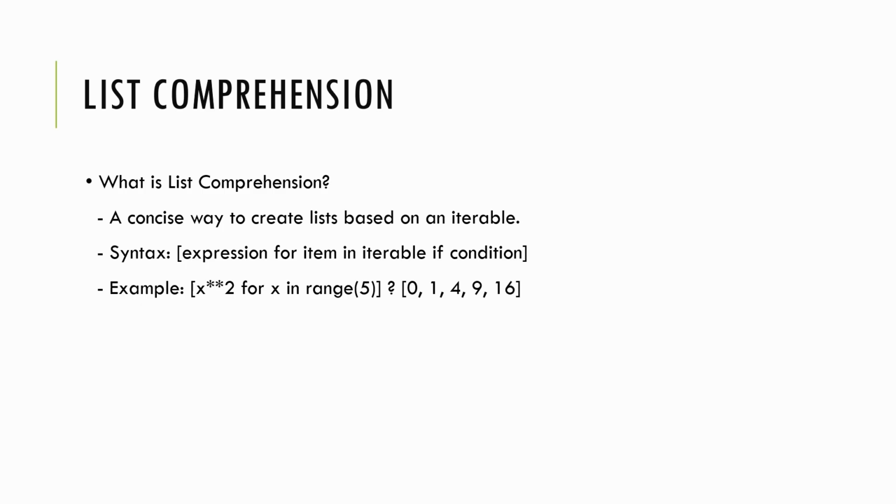Let's move on to list comprehension, a concise way to create lists based on existing iterables. The syntax is simple: [expression for item in iterable if condition]. For instance, [x ** 2 for x in range(5)] generates the squares of numbers from 0 to 4, producing 0, 1, 4, 9, and 16. List comprehension makes code more readable and efficient.